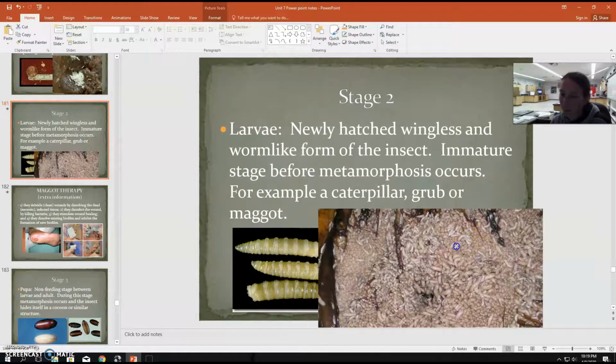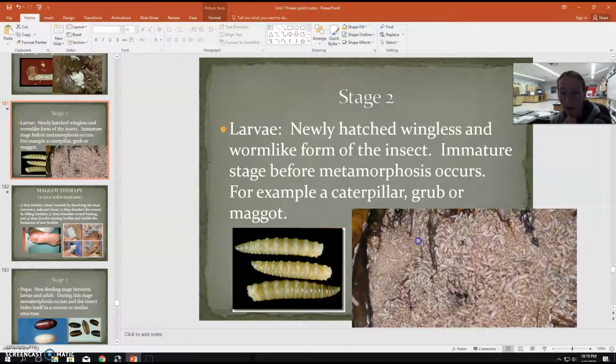Okay. So stage 2, like we said, this is when you're getting your larvae. So this is after 24 hours, you're getting your first, second, third stage maggots. And the funny thing is these maggots, in a lot of countries, it is something that they like to eat for dinner. So that's kind of interesting.